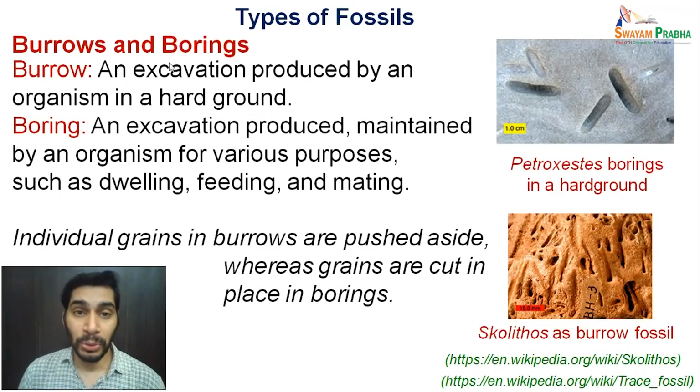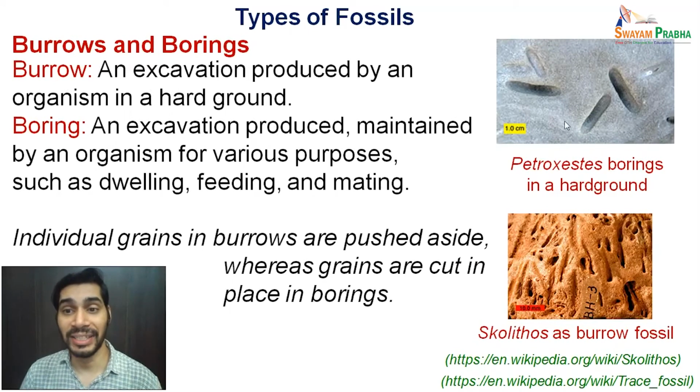Another category is the burrows and borings, which is a type of trace fossil. A burrow is an excavation produced by an organism in a hard ground. Now remember, this is a hard ground excavation produced by the organism. As you can see here, this is a petrozestis boring in a hard ground. Similar thing is the boring, which is an excavation produced and maintained by an organism for various purposes that may include simple dwelling there, feeding, or mating there. This is a burrow fossil in the form of a Scolithos.